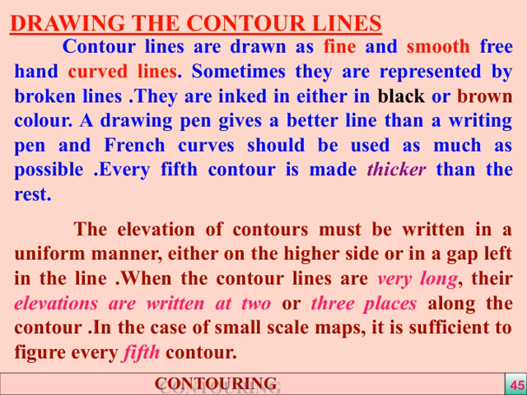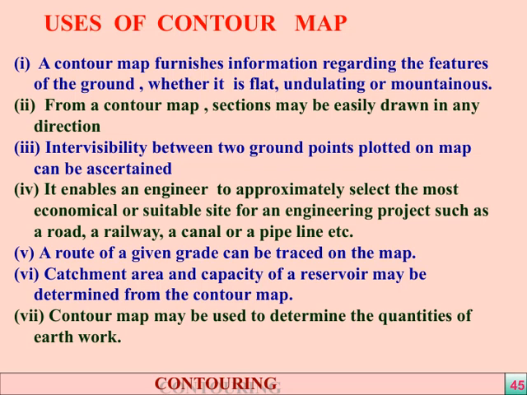This process of drawing and labeling contour lines is essential because it visually represents the terrain's shape and elevation, which is fundamental to understanding the landscape in any topographical map. Now let's look at the various uses of a contour map. A contour map provides valuable information about the features of the ground, whether it's flat, undulating, or mountainous. This makes it a crucial tool in understanding the terrain comprehensively. From a contour map, you can easily draw sections in any direction, which helps in planning and analysis.